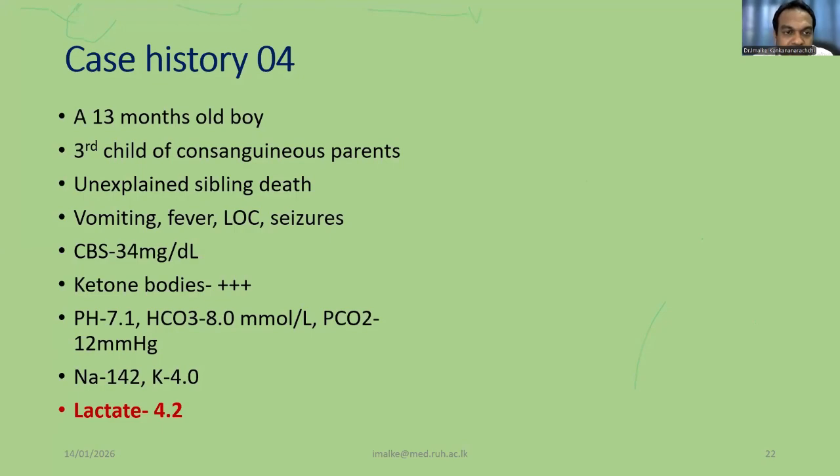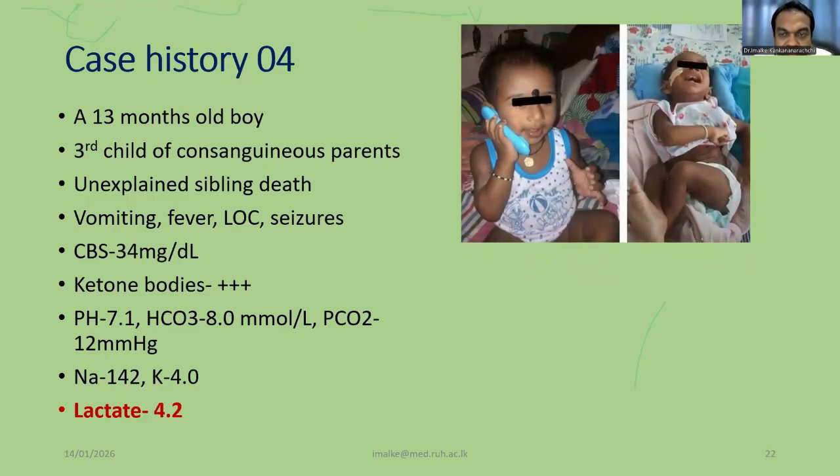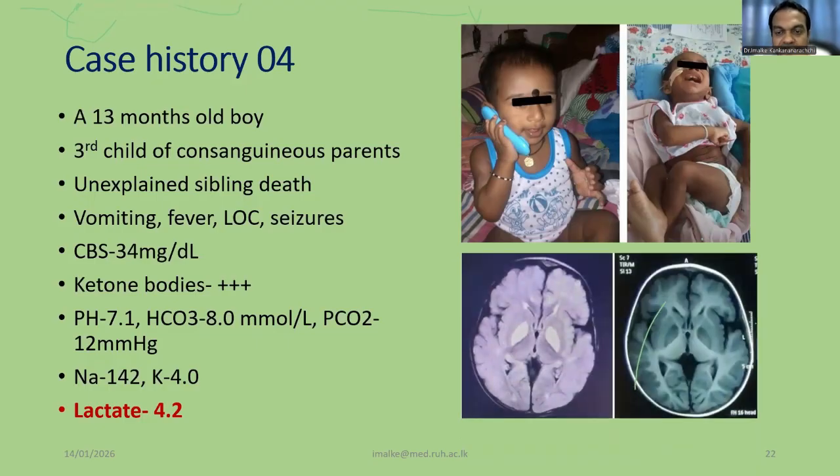Now this case: a 13-month-old, third child of consanguineous parents. There is an unexplained sibling death. There is hypoglycemia and ketone body positivity. And you can see severe metabolic acidosis, pH 7.1. This is the child before the admission, and a few days later you can see how neurologically disabled this child is. These are the neuroimaging findings. I'm not going to discuss them. There are some changes in the brain, in the thalamic area. You can see lactate is 4.2.